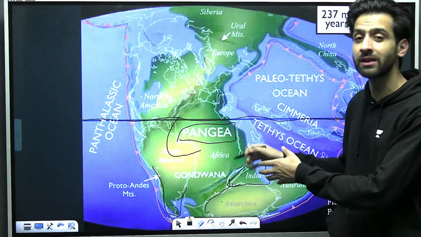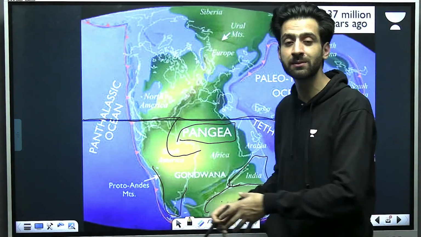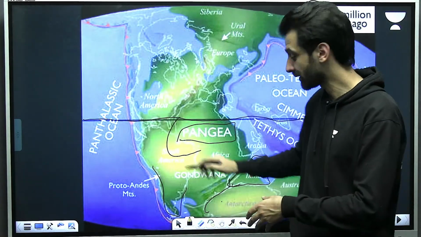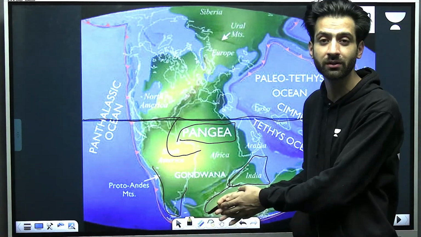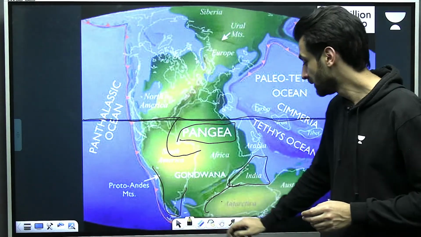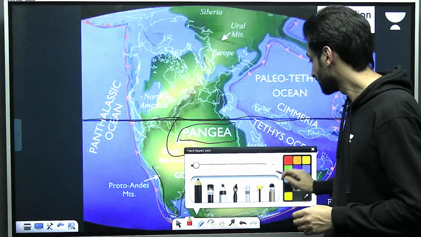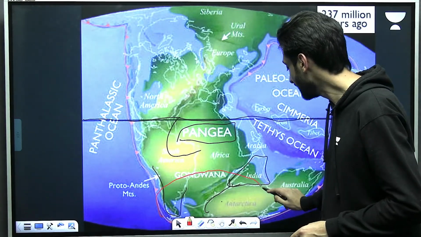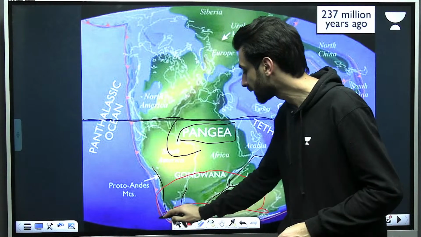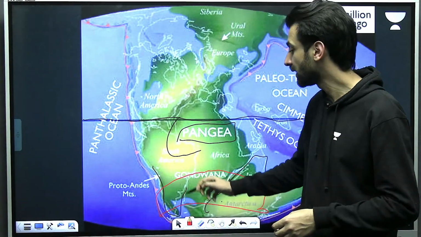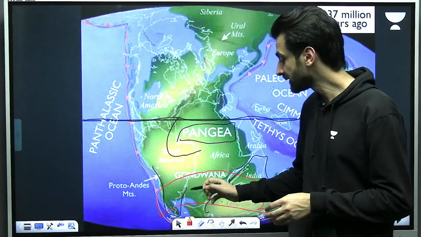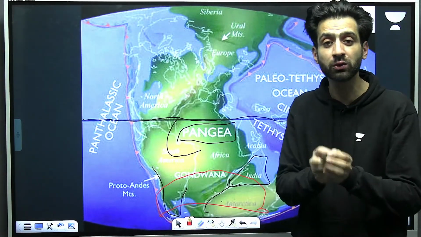Now, where is it present? What according to you is the location of these places? See, this is the equator, so this has to be the polar region. This is the polar region. Now, look at this. The polar region passes like this. So India, Antarctica, some part of Australia, Africa and South America, some part of these continents were in the polar region or near the South Pole.